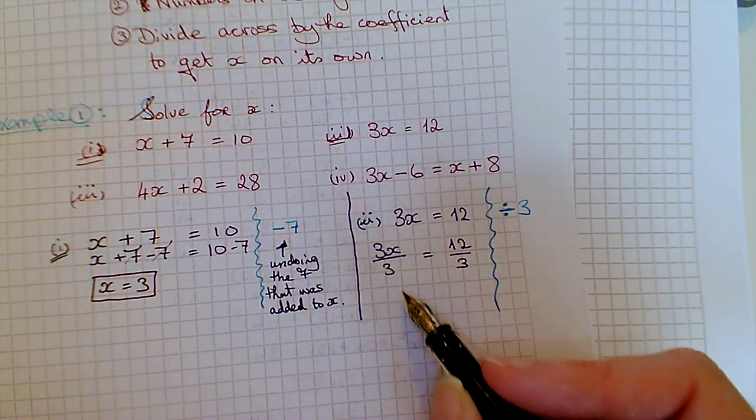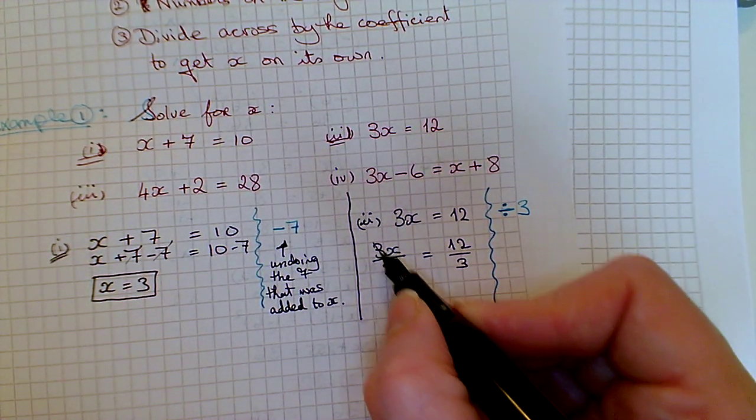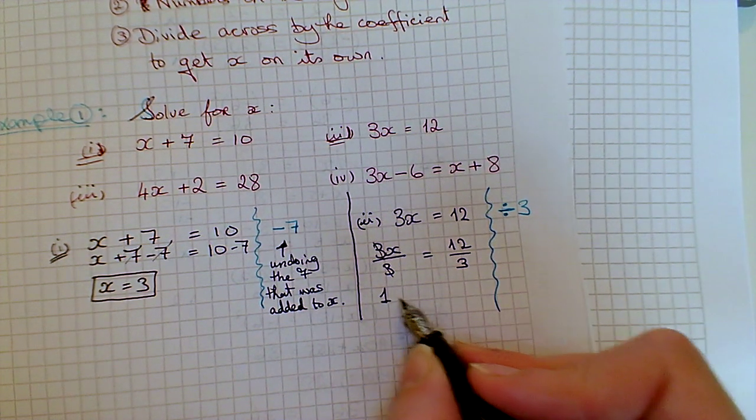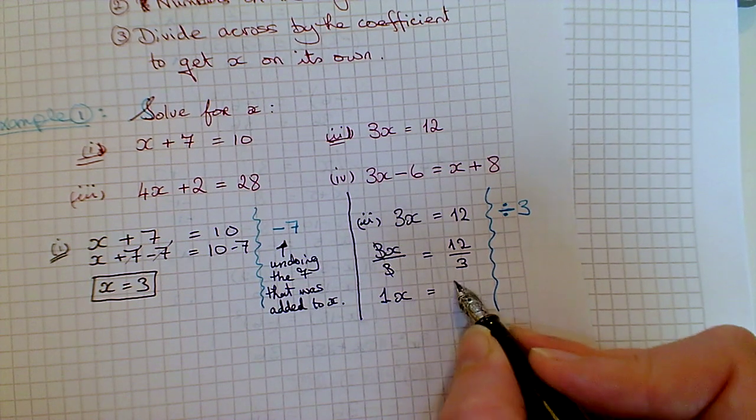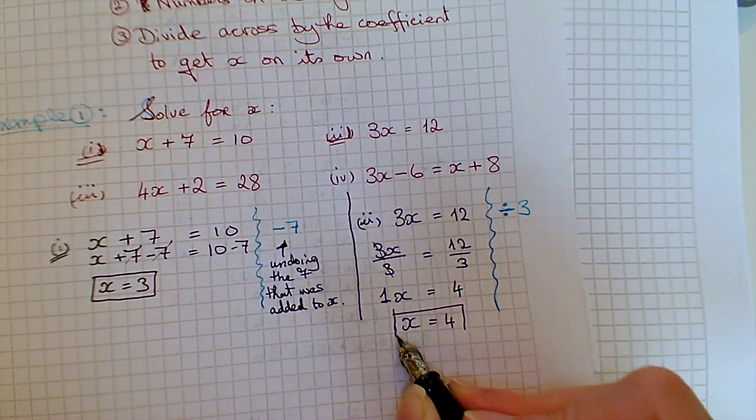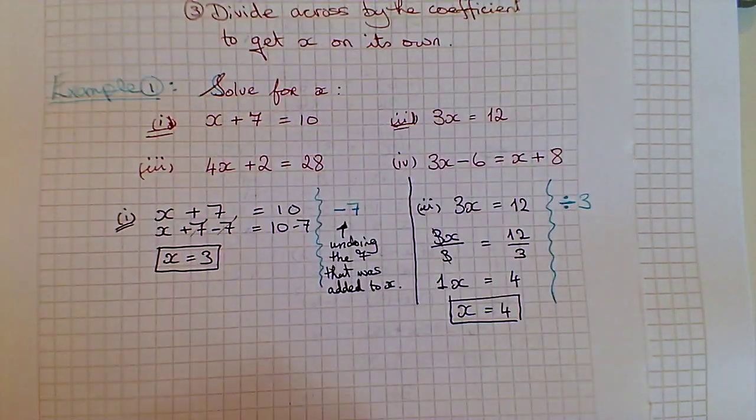And 3 divided by 3 is 1. So they cancel as well. They cancel into each other, giving me 1x, or just x on its own, is equal to 4. X is equal to 4. Okay, I hope you can see how that works.